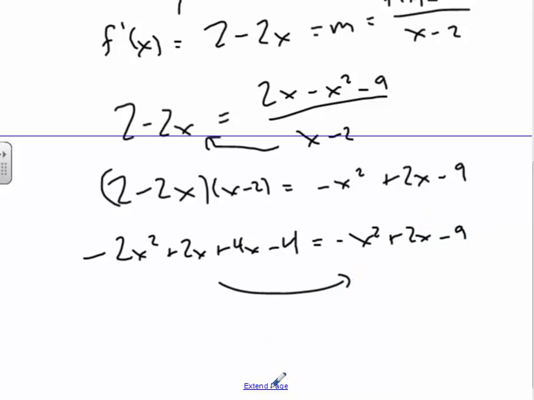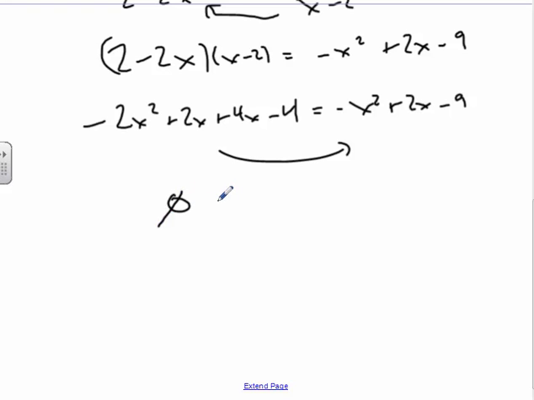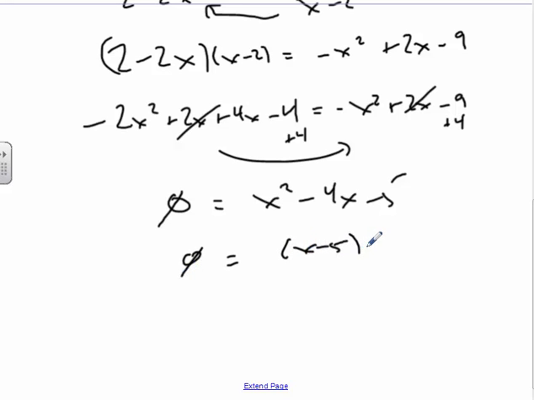Bring everything to that side, just because I prefer positive leading coefficients. You'll end up with x squared. Let's see, those will cancel. End up with a minus 4x. You'll add 4 to both sides. It'll be minus 5. Let's see, that'll give you x minus 5, x plus 1. So therefore, x is 5 and 1, or minus 1.